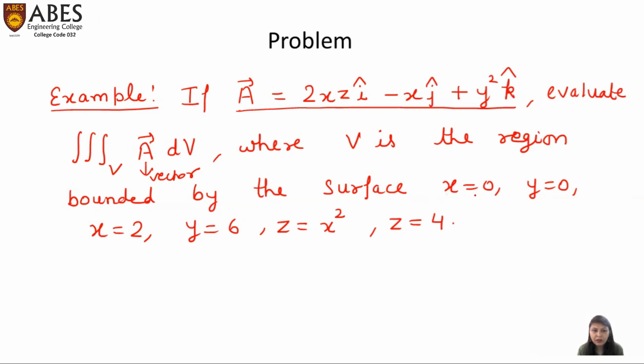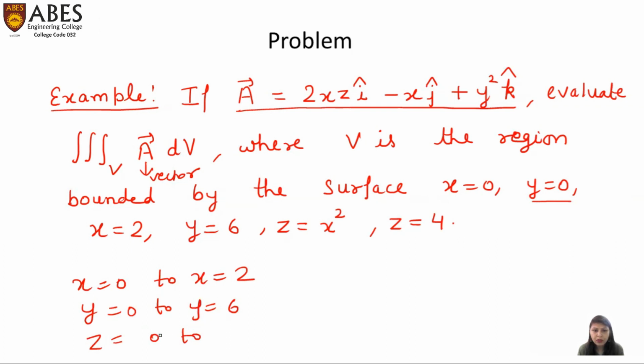The range of x is 0 to 2. The range of y is given 0 to 6, and the range of z is given as x squared to 4. Okay, so we have to calculate the volume integration. Here A is given, and the limits of x, y, and z are also given. So we only need to calculate the volume integral.